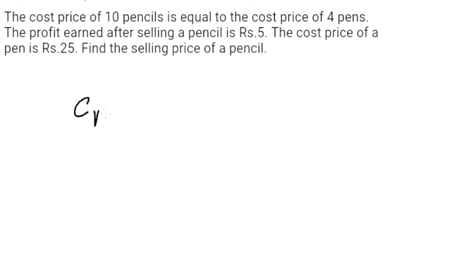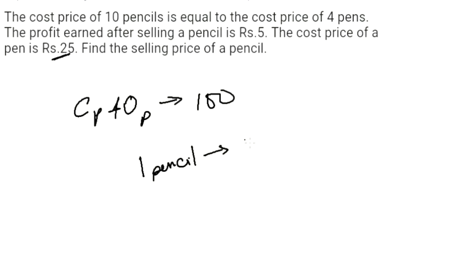So that means the cost price of 10 pencils will be how much? 100 rupees, right? Why? Because it says a pen costs 25, and these 10 pencils are equal to 4 pens. So basically that's 4 into 25, which gives you 100 rupees. So the cost price of 10 gives you 100. So the cost price of 1 pencil will be how much? You don't need to particularly solve. It's just 10 bucks.